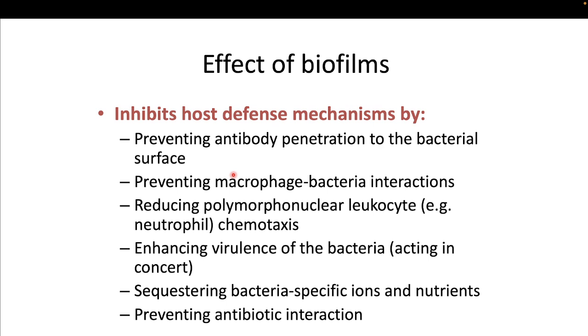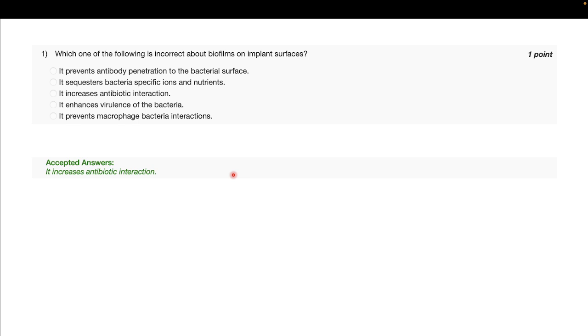Or biofilm helps the bacteria in sequestering specific ions and nutrients, and it also prevents antibiotic interaction. So now your antibiotics are not accessible to the bacteria. If they don't interact with the bacteria, they won't be able to kill the bacteria. So these are some of the advantages of biofilms from the bacterial perspective. This question is asking us what is incorrect about biofilms. So the answer is it increases antibiotic interaction, which is false, because the presence of biofilm will reduce the antibiotic interaction.